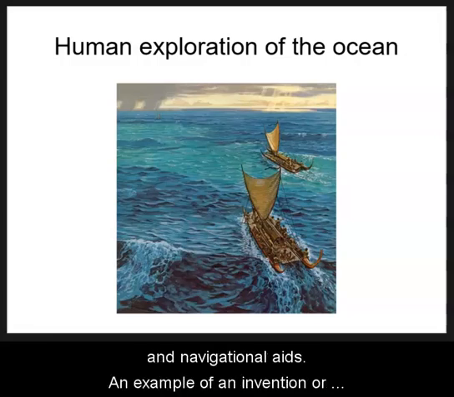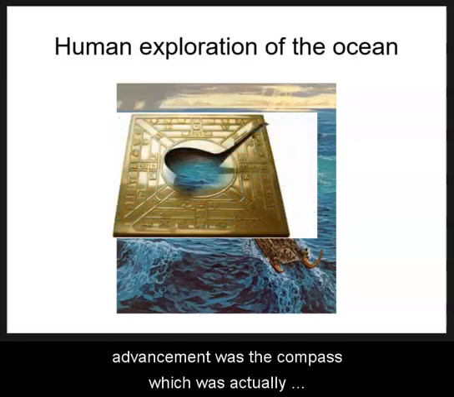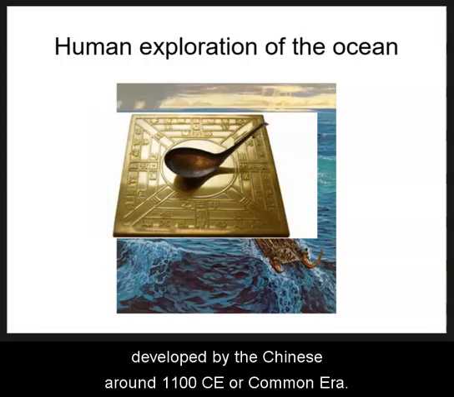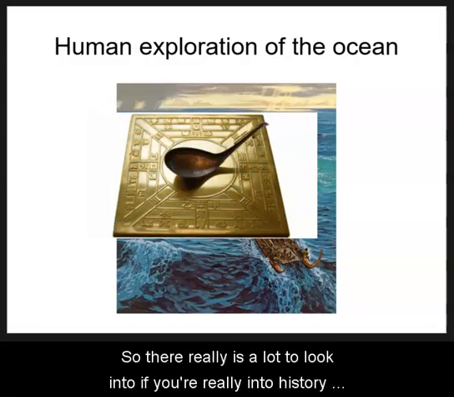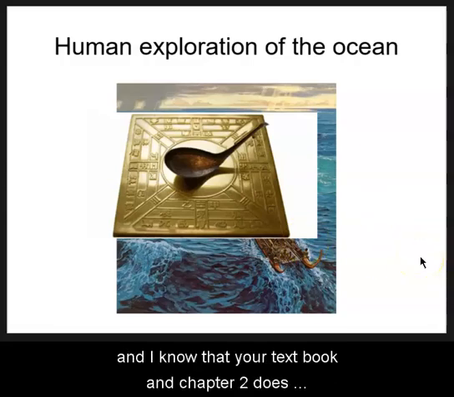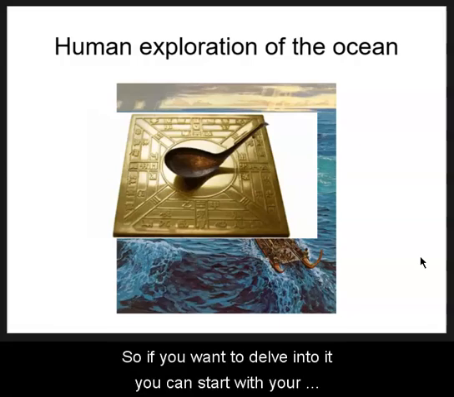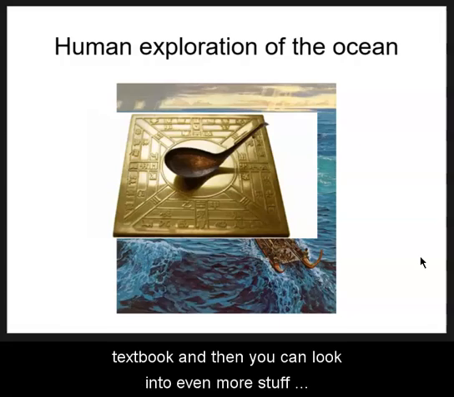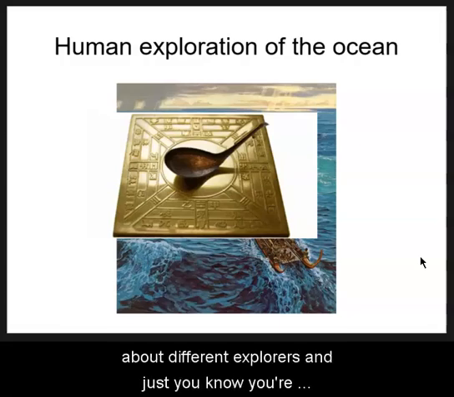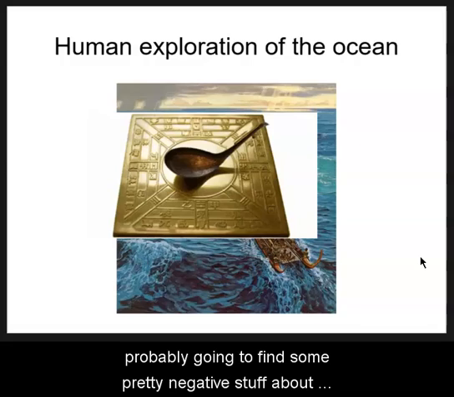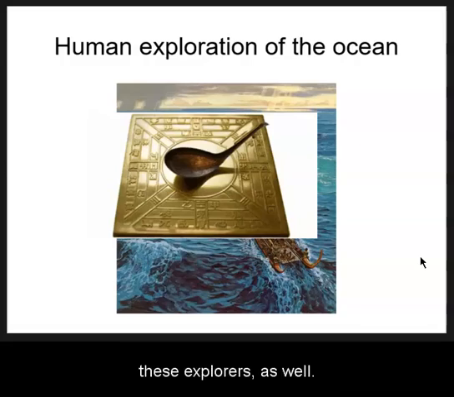And an example of an invention or advancement was the compass, which was actually developed by the Chinese around 1100 CE, or Common Era. So there really is a lot to look into if you're into history, and I know that your textbook in Chapter 2 does discuss a lot more than what we're going to learn about this week. So if you want to delve into it, you can start with your textbook, and then you can look into even more about different explorers, and you're probably going to find some pretty negative stuff about these explorers as well.